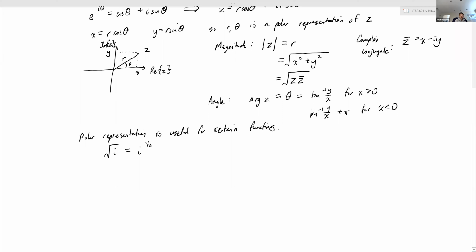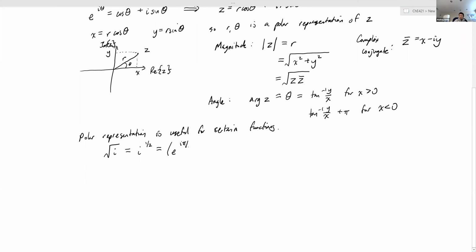Well, if you knew about the polar representation of complex numbers, then that's actually pretty easy to calculate. The square root of i is obviously i to the power of 1/2. The polar representation of i is, if you have i right here, in other words we have 0, 1, then r, the magnitude, is going to be 1, and the angle is going to be pi over 2, basically on the y-axis.